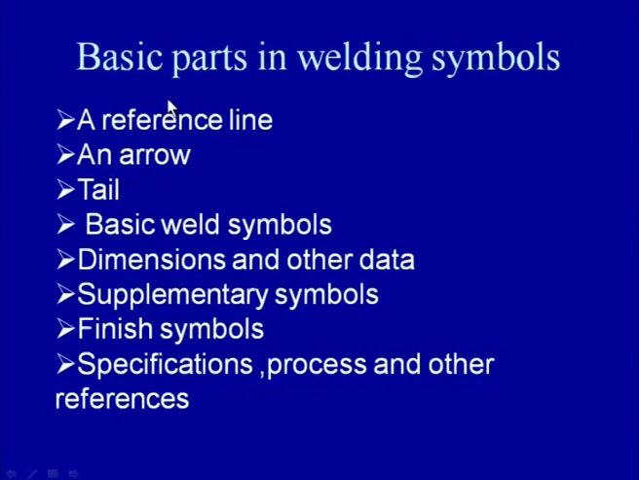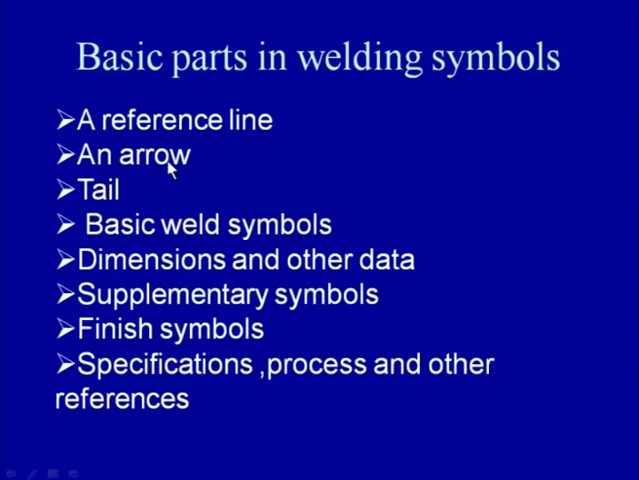And the important parts which are used to show the various aspects related to the welding symbols are: one reference line, which is basically a horizontal line, and then an arrow line which indicates where weld is to be made, and then there is a tail which indicates what type of weld is to be made, like full penetration weld, partial penetration weld, or which type of welding process is to be used, and what are the specification and the parameters of the welding which are to be used.